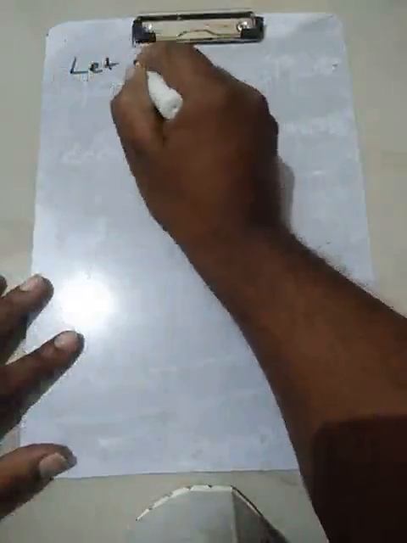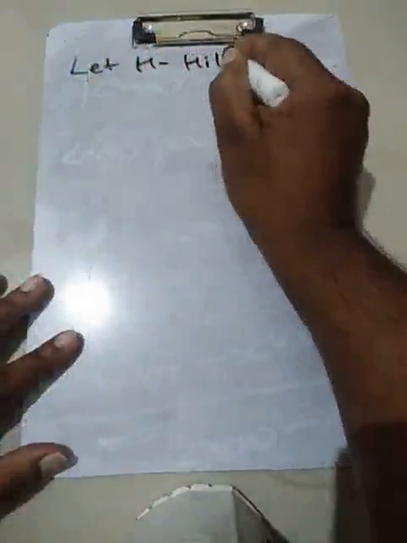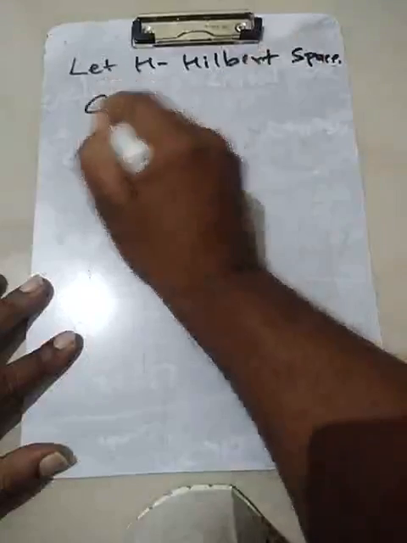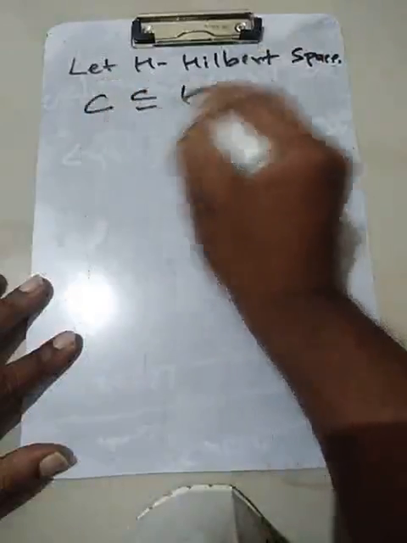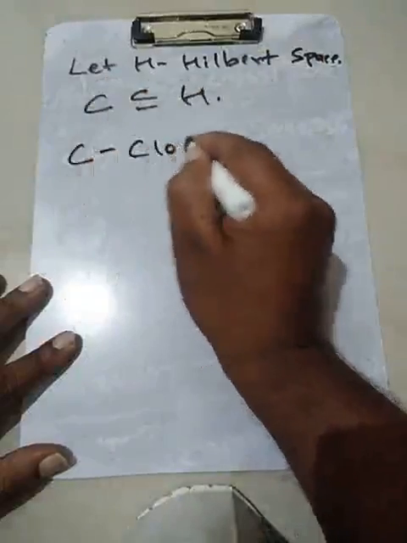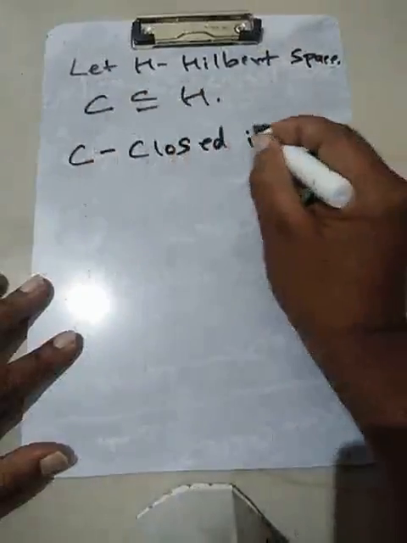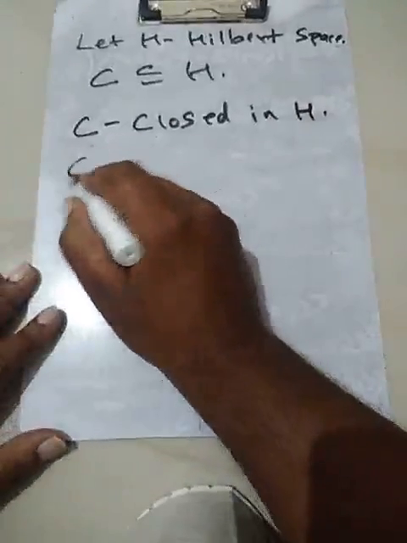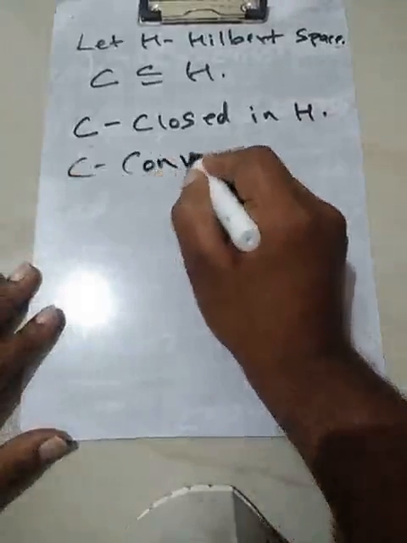Let H be a Hilbert space, C a subset of H, C is closed in H, and C is a convex subset.